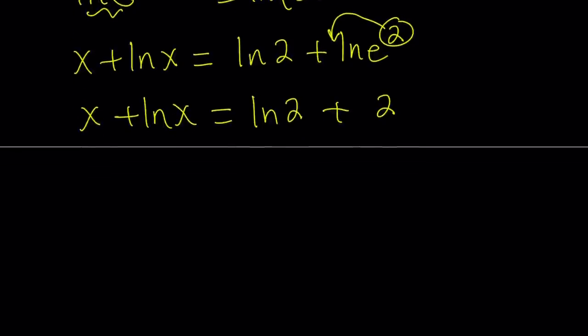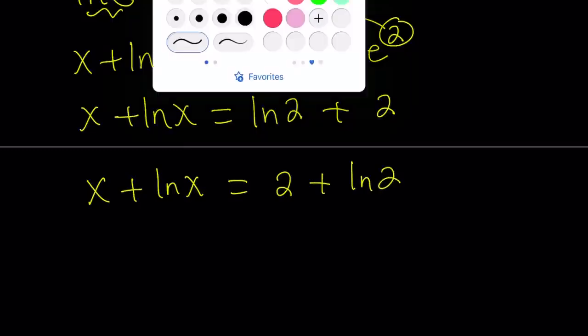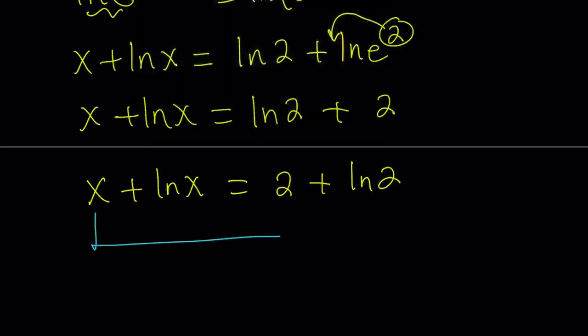Now, I can write it in a nicer way. How about writing this as x plus ln x equals 2 plus ln 2. Now, if you compare these two expressions, you'll quickly notice that if x is equal to 2, then this equation will work, because we have an x here and we have a 2 here. So they will correspond nicely.